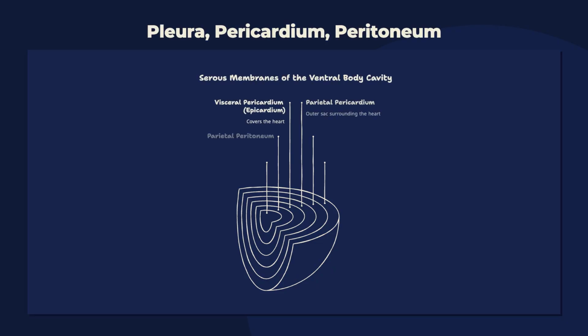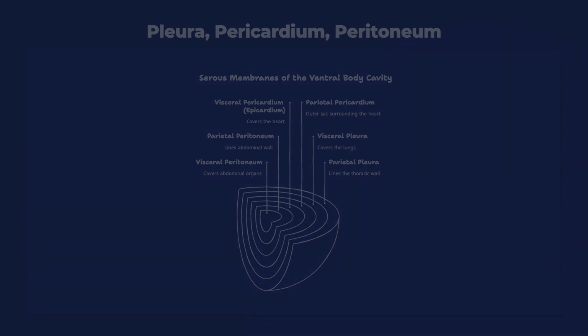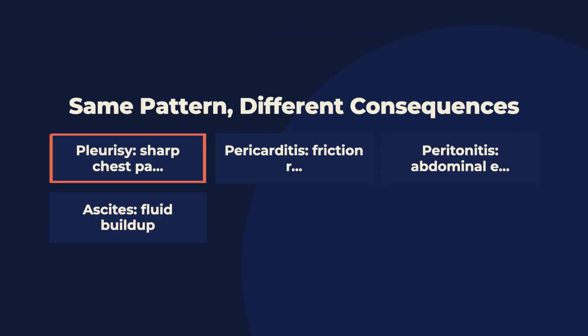Three serous membranes are named for their locations. The pleura surrounds the lungs, the pericardium surrounds the heart, and the peritoneum surrounds the abdominal organs, each with its own parietal and visceral layer. Any layer touching an organ is visceral, and any layer lining a wall is parietal. That's all 6 terms generated without memorizing a single one separately.